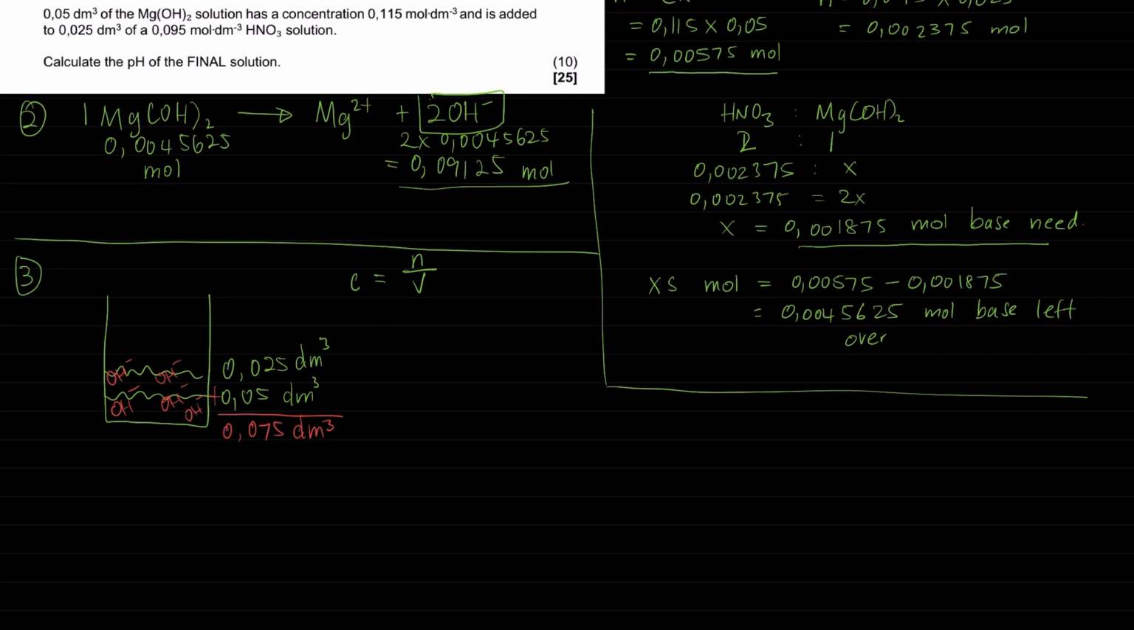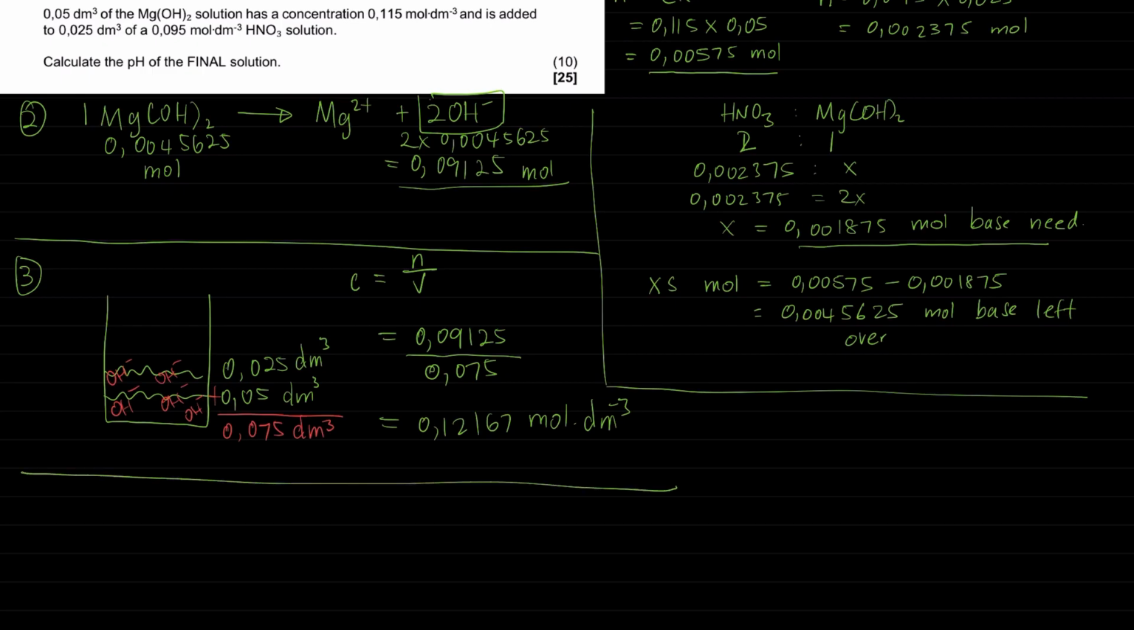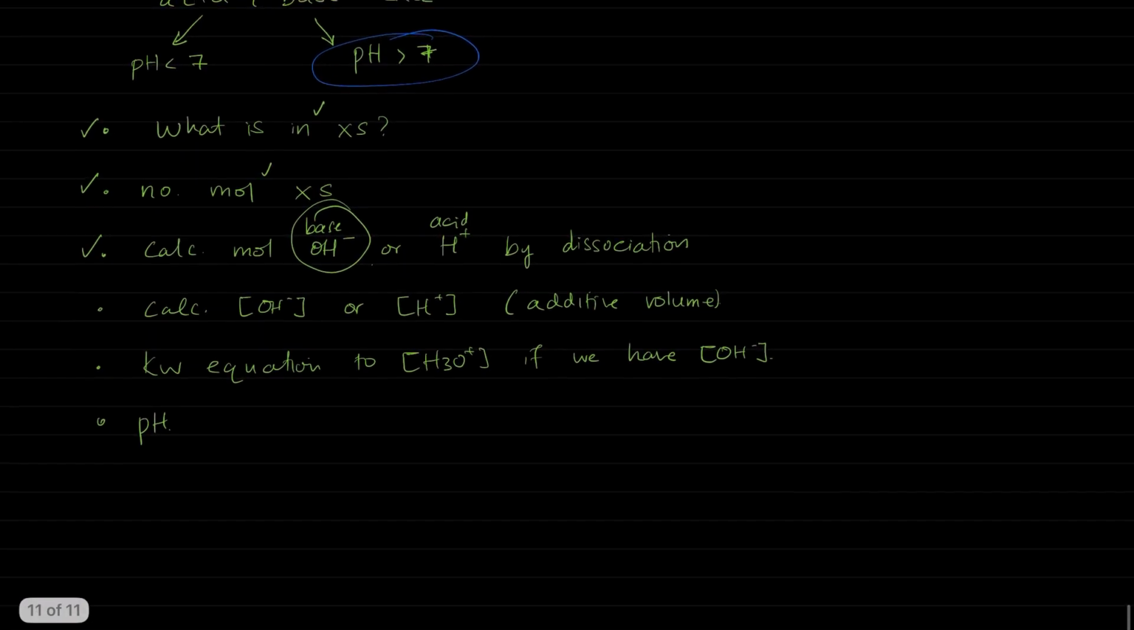To calculate the concentration of the OH minus, it's going to be the number of moles divided by volume. The number of moles we worked out as 0,09125 divided by the volume, which is 0,075, and that gives us a concentration of 0,12167 moles per dm cubed. Now we have the concentration. We can use the Kw equation to get the concentration of H3O plus. And why do we need to do this? Because remember, pH is equal to minus log the concentration of H3O plus, not OH minus.